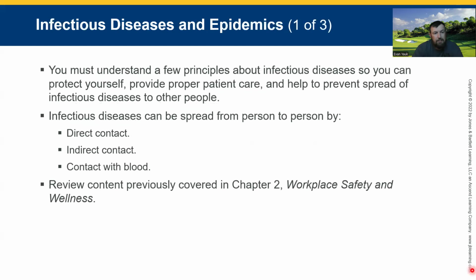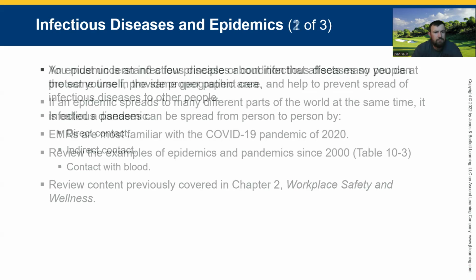Infectious diseases and epidemics. You must understand a few principles about infectious disease so you can protect yourself, provide proper patient care, and help to prevent the spread of infectious diseases to other people. Infectious diseases can be spread from person to person by direct contact, indirect contact, or contact with blood. That's in chapter 2. Katie's going to go over that. And then I have posted chapter 2's video if you want to come watch it and run through it.